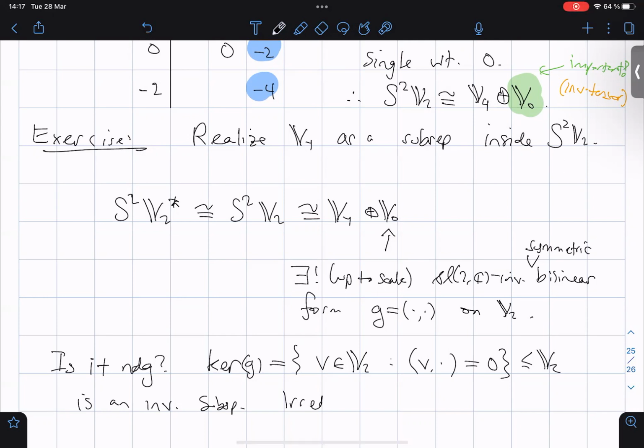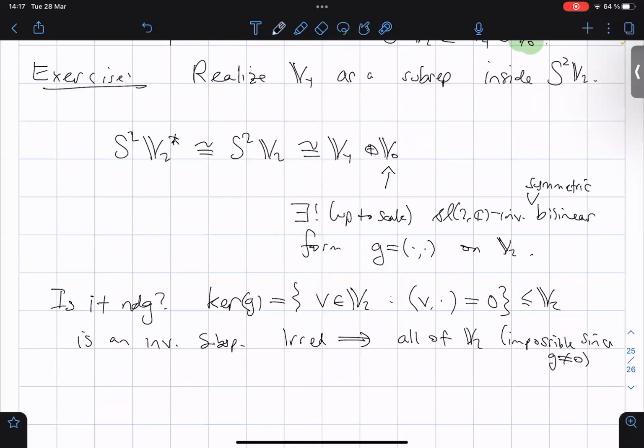So by irreducibility, it's all of V2. But this is impossible since G is going to be non-zero. It's a non-zero vector that we're going to pick spanning this V0. It's either that or it's 0. So therefore the kernel is 0, so therefore G is non-degenerate.